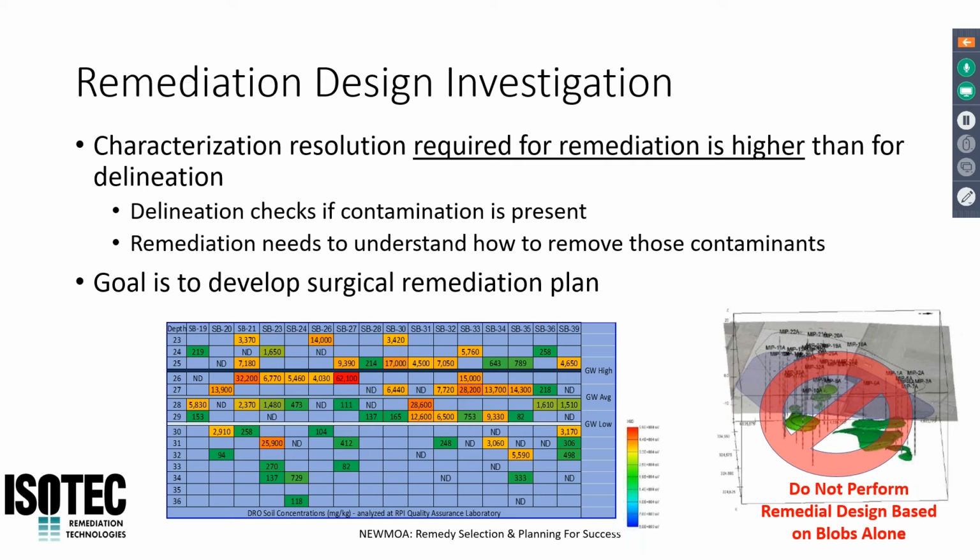Delineation is just looking, is the contamination present, and maybe what concentrations and where is it? But the remediation really has to understand how to remove those contaminants. And ultimately, the goal is to develop a surgical remediation plan.